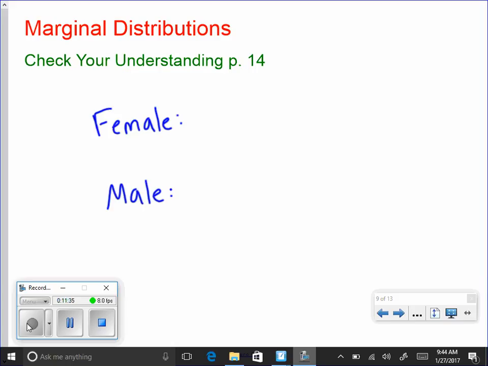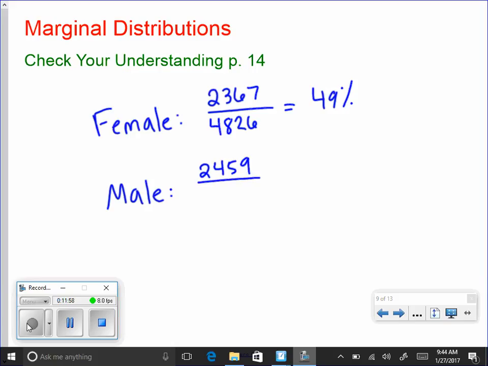So for females, there are a total of 2,367 females, and total students or people asked were 4,826. So this equals 49% female. For the males, there were 2,459, and total was still 4,826. So it was 51% male.